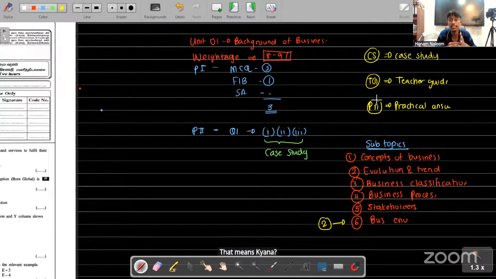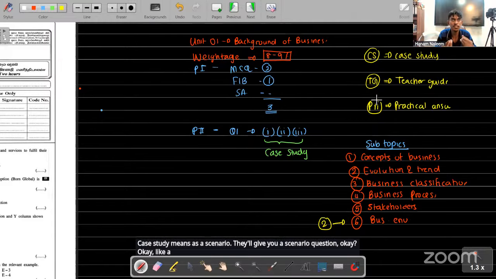Case study means a scenario. They will give you a scenario question. Like a business case study means a scenario. For example, say Hassan is doing a business. He is selling, let's say, fruits. He is using his friends as the employees. Based on that, they'll ask, what are the strengths of Hassan's business? What are the weaknesses of Hassan's business?